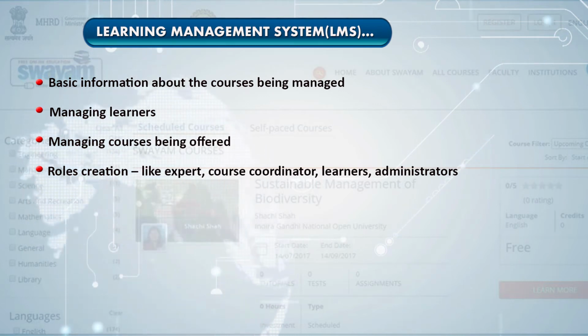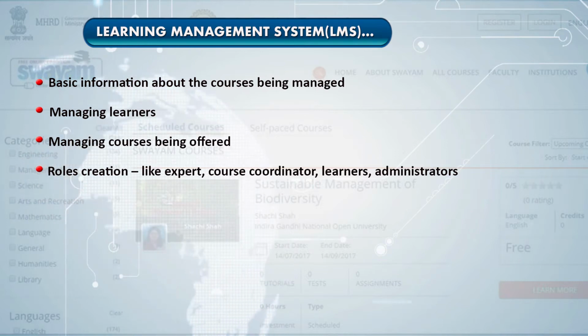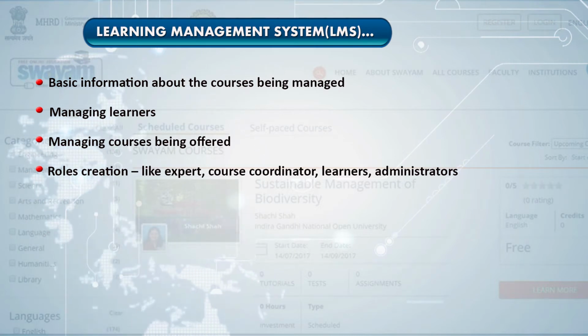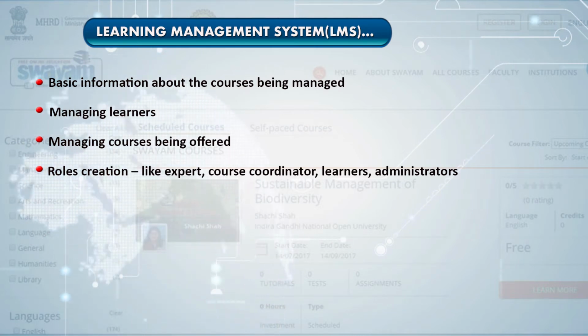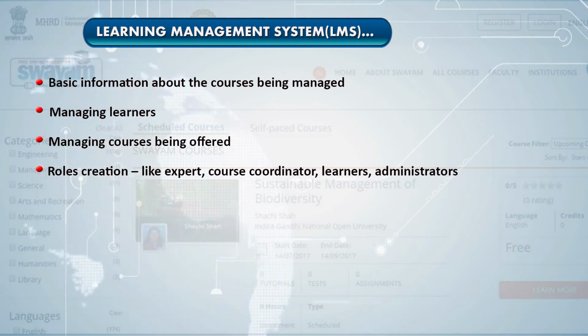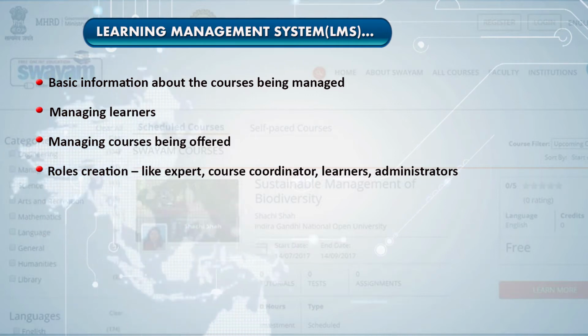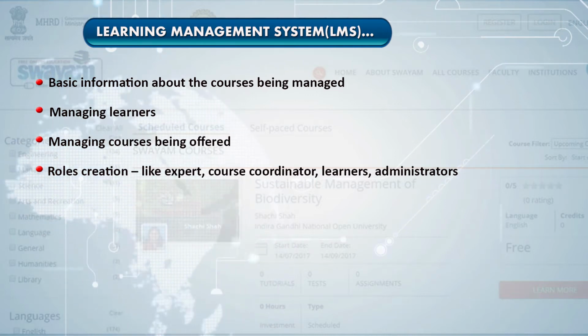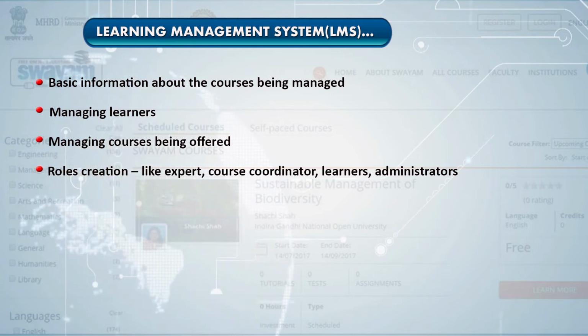So what roles and responsibilities you have, what your access rights are, all these things are governed by the role creation tool as far as the learning management system is concerned. Then the administrators: what are their privileges, what information they can see, what security issues are there and how they can handle those situations. So this information will be within that learning management system.